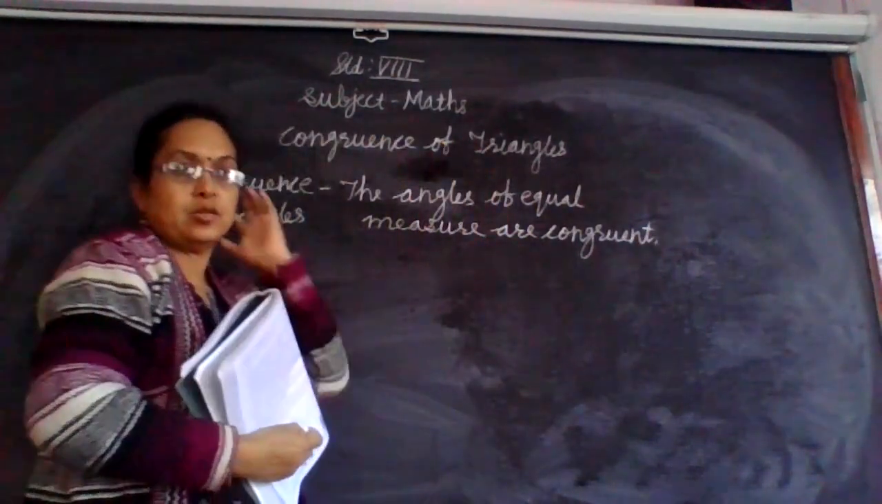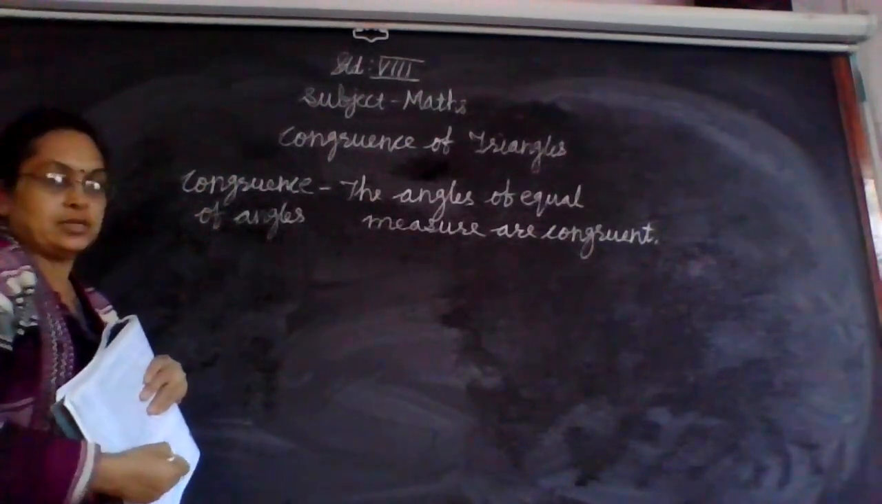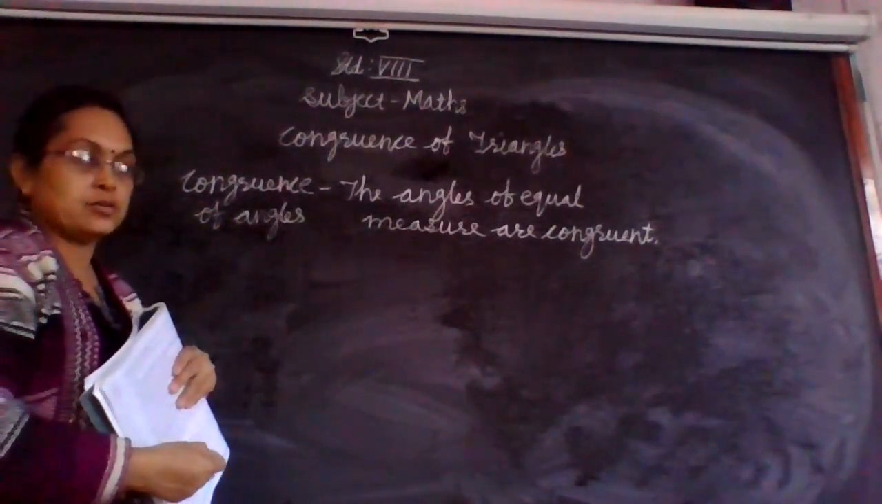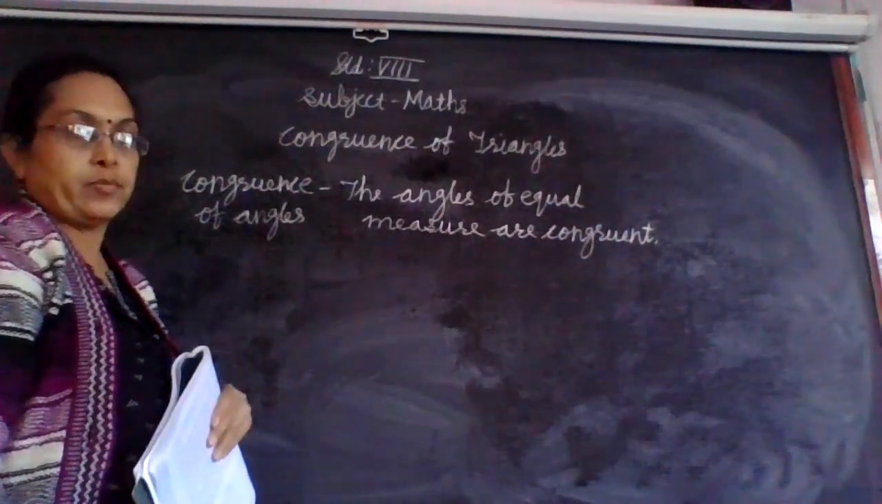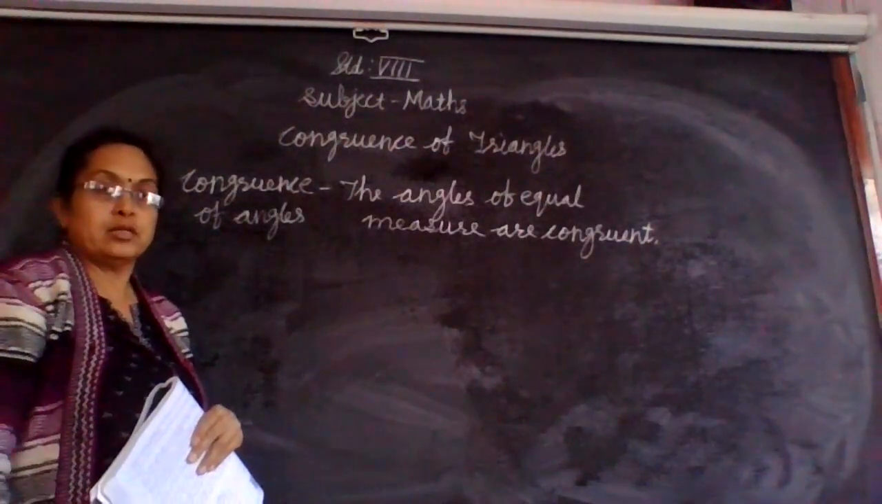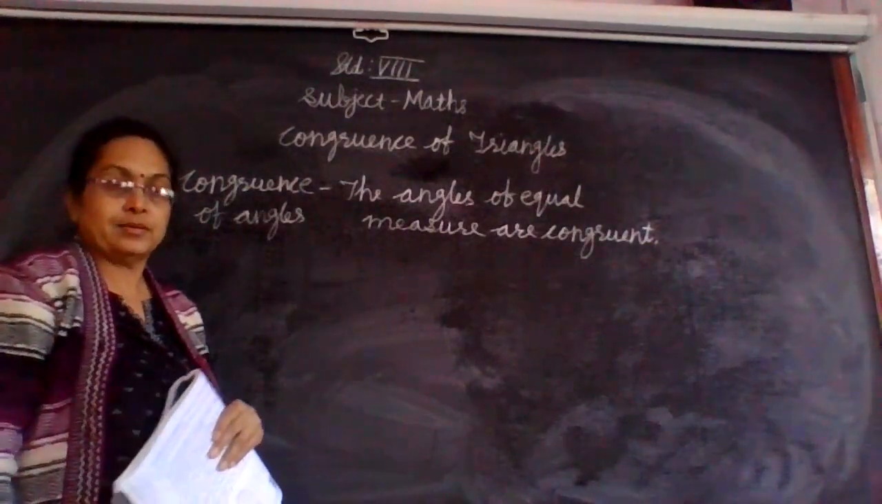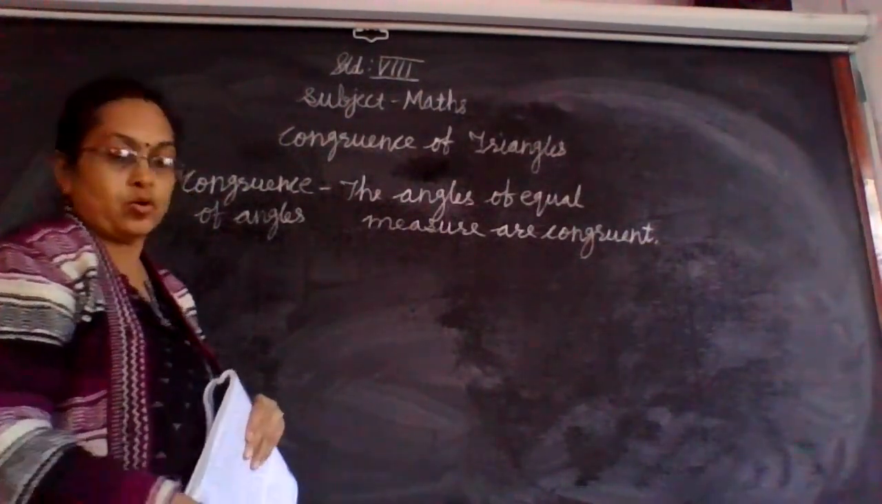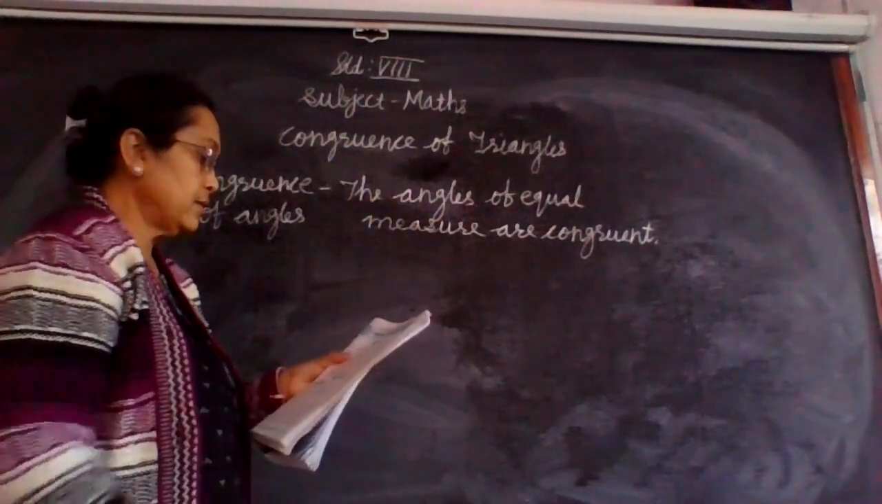Means if one angle is of 60 degrees and the second one is also 60 degrees, then we say that the angles are congruent. Like that also for segments. One segment is 3 centimeters in length and another is also 3 centimeters in length, then the segments are congruent. Now here in this chapter we have to study congruence of triangles.